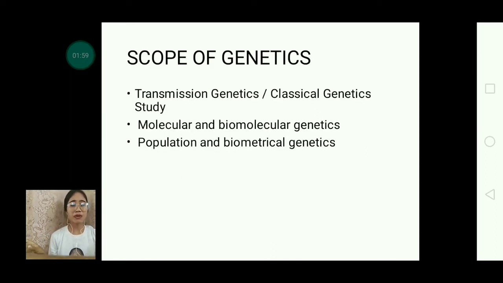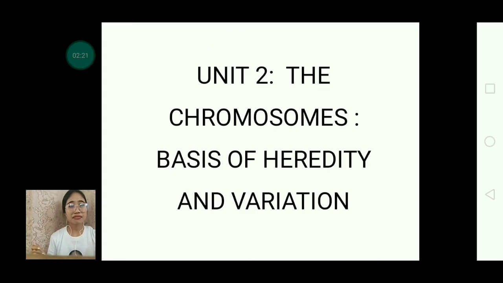Now, we also have the scope of genetics. The first one is transmission genetics or classical genetics. The second one is molecular and biomolecular genetics. The third one is population and biometrical genetics. Now, moving on. In Unit 2, we're talking about chromosomes, the basis of heredity and variation.